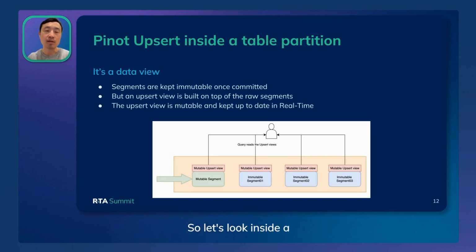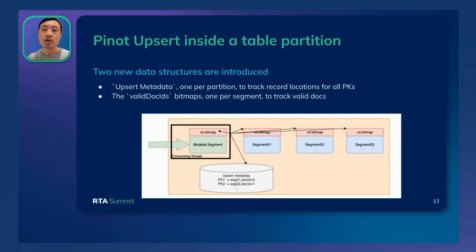So let's look inside a single table partition. The segments are kept immutable once they are committed. But Pinot can maintain a mutable Upsert view on top of those segments, and this Upsert view continuously gets updated to reflect the real-time data changes. And the queries just access this view for the answers. As we can see in this figure, every individual segment has this Upsert view. And how can we achieve this?